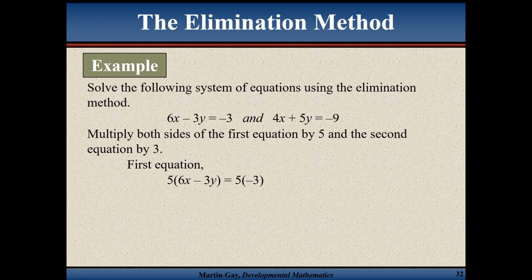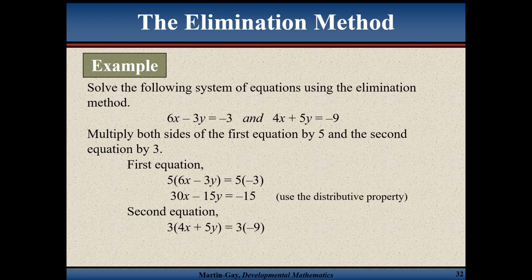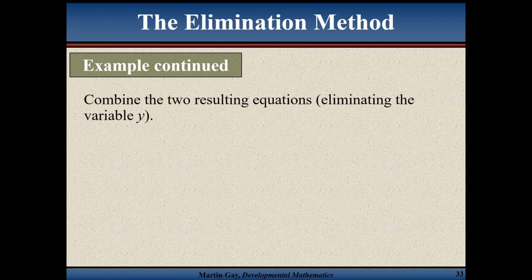So the 5 times everything in equation 1, you get 30x minus 15y equals negative 15. Second equation, which is going to be multiplied by 3, so the 3 is going to multiply the 4x, the 3 is going to multiply the 5y, the 3 is going to multiply the negative 9. You end up with 12x plus 15y equals negative 27. So you realize that both y's have the same number now. So negative 15y and plus 15y. So we're going to eliminate them.